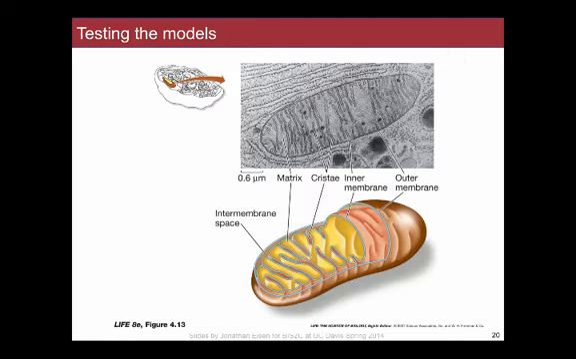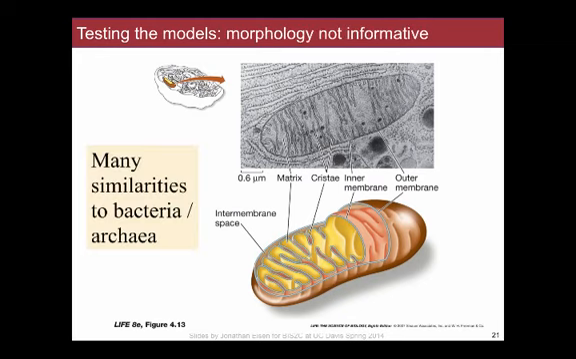So how do we test these models? Well, we talked about you could look at mitochondria and try and build an evolutionary tree of the different mitochondria based upon their phenotypic appearance, their morphology. That doesn't work well because morphology for bacteria and Archaea is not a very informative trait. There's lots of homoplasy for this trait. Lots of distantly related bacteria have similar phenotypes. So we can't use just their appearance to tell us where they came from.